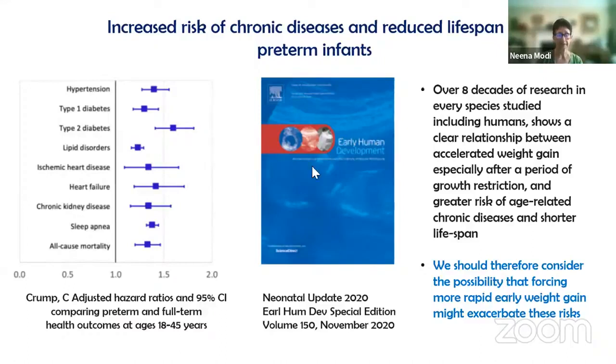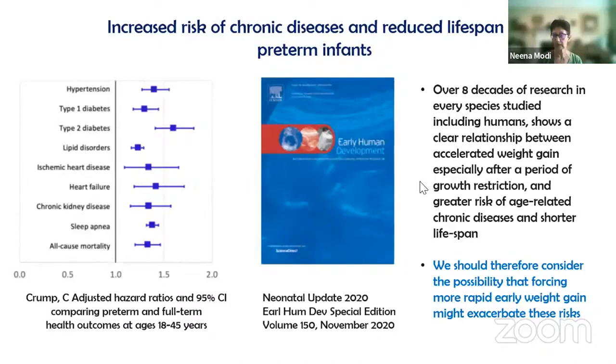Casey Crump, who has published a lot of work in this area, did a very nice summary review, which was published in the Neonatal Update 2020 special edition of Early Human Development in November, and shows these increased odds ratios for pretty much every chronic non-communicable disease you could think of, including a greater risk of all-cause mortality, sorry, a reduction in longevity in preterm babies.